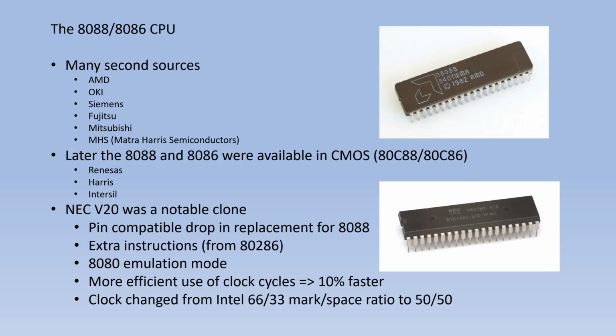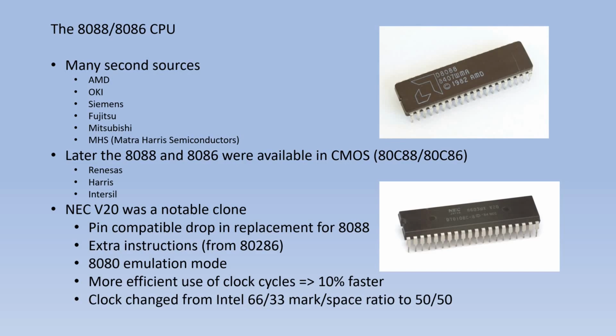Later, the 8088 and 8086 were available in CMOS, known as the 80C88 and 80C86, and they were made by different companies, including Renesas, Harris and Intersil. So if you're doing searches on websites looking to buy these, they're the companies that you probably find have manufactured the CMOS parts, as well as AMD and Intel.